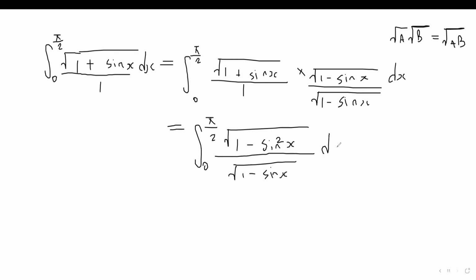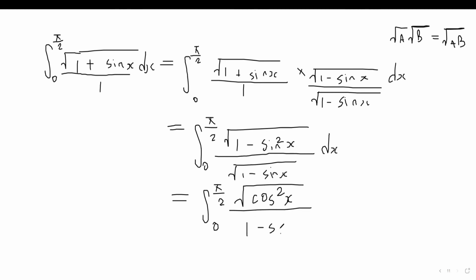All right, beautiful. Now look what we're going to do now, Marika. You see this 1 minus sine square, we're going to change this. 1 minus sine square is cos square, right? So we're going to get the integral from 0 to pi by 2 of square root of cos square, because 1 minus sine square is cos square. So with integration, you have to know your identities. When that's being divided by the square root of 1 minus sine x. Marika, we're good so far? Yes, sir. All right, good.